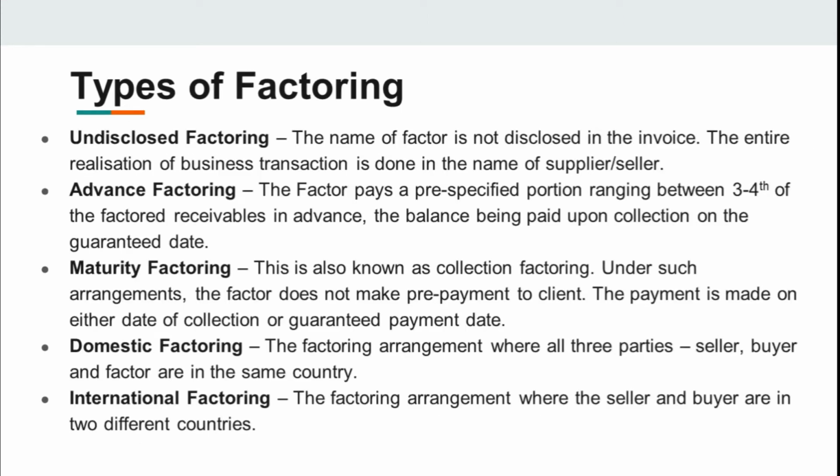But when we talk about undisclosed factoring, the name of the factor is not disclosed in the invoice. The entire realization of the business transaction is done in the name of the supplier or the seller and not in the name of the factor. The factor just acts as an intermediary, but the buyer is not aware of that. The name is not disclosed. So all the transactions are being done in the name of the seller itself.